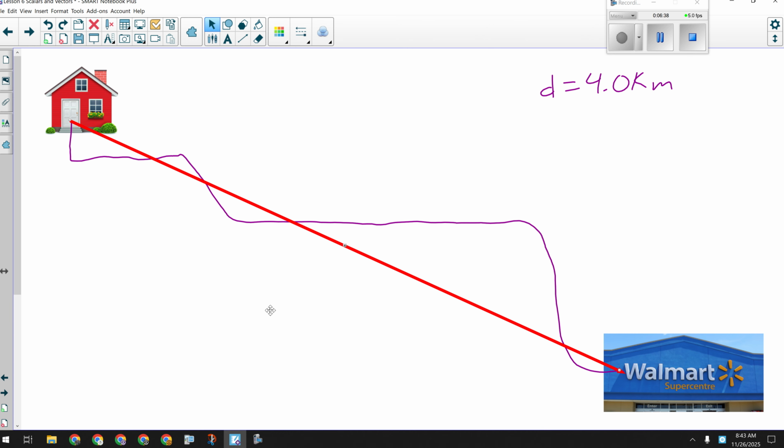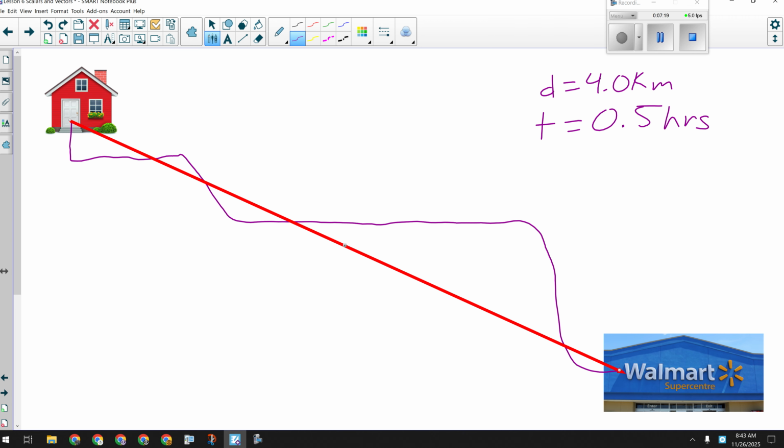Now, let's say that this trip, the purple line, took you 30 minutes. Let's say 0.5 hours, just so the units are easier to deal with. So you walked 4 kilometers, it took you half an hour. How fast were you walking? How far would you have gone in an hour? 8 kilometers. 8 kilometers per hour. That's how fast you're walking.